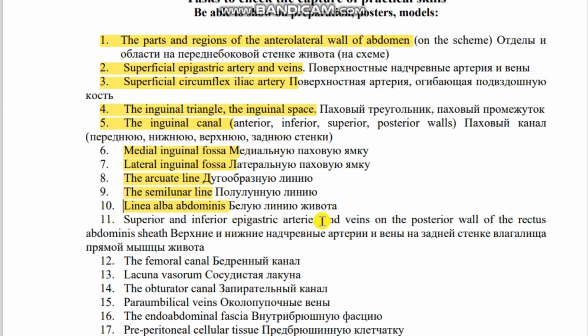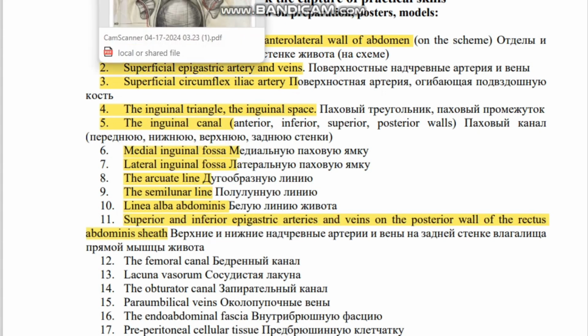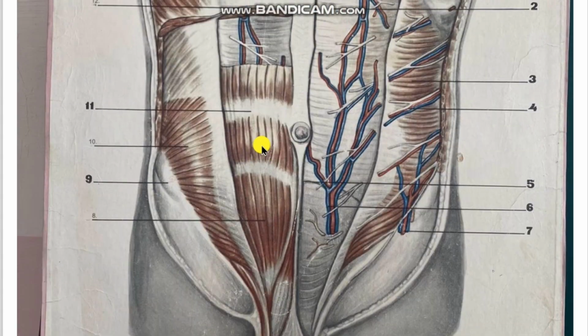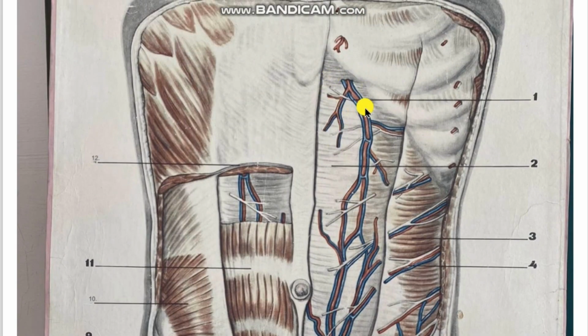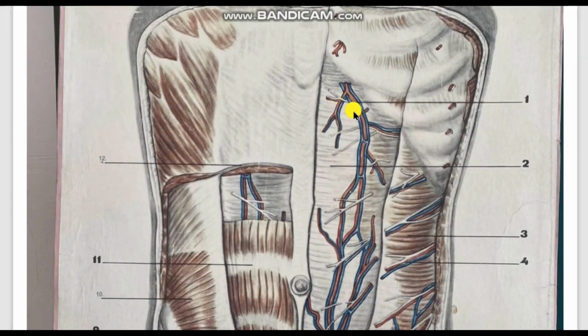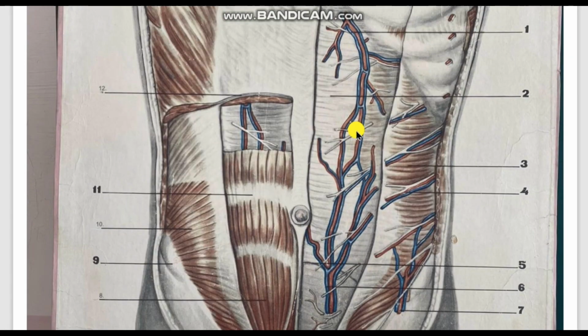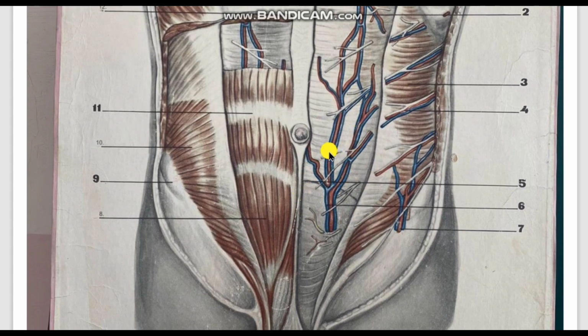Next we have the superior and inferior epigastric arteries and veins on the posterior wall of the rectus abdominis sheath. It's here. This is the superior part of the epigastric vessels, and here you can see the inferior part of the epigastric vessels on the posterior side of the rectus abdominis sheath.